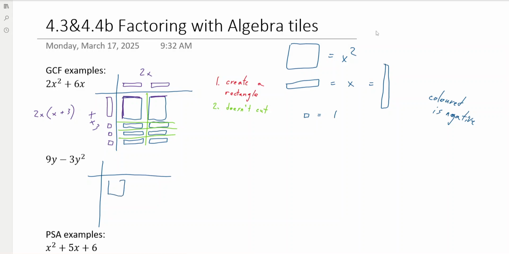Okay, so in this one, we're going to have 3y squared. If it's a squared, it's the big shape. And then we're going to have 9y. So 1, 2, 3, 4, 5, 6, 7, 8, 9. Okay, and what you can see here is that we're going to have a nice grid pattern. Again, our grid pattern doesn't cut anything, which is key and vital and very important.